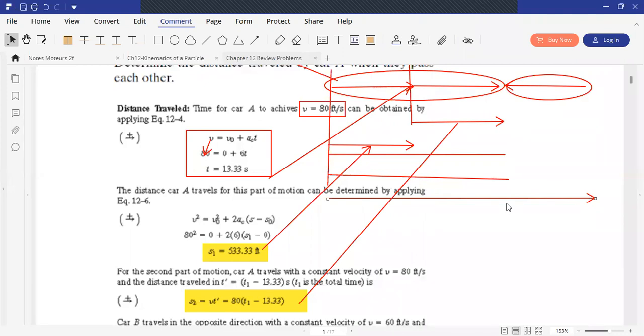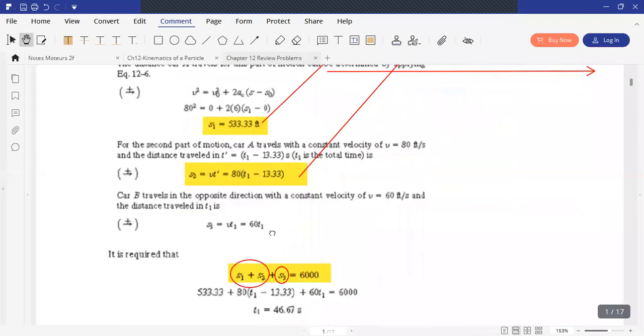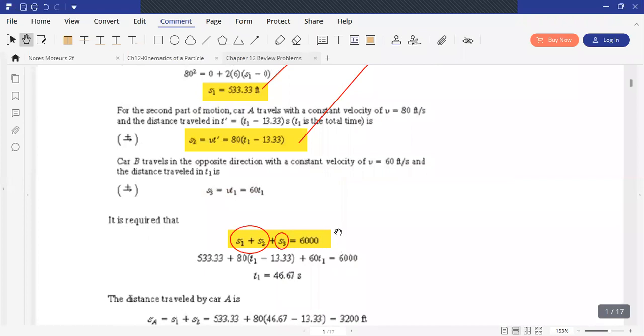I will go back to the same equation at the end. Because if you look here, if you take S3 to the other side, what do you obtain? You obtain S1 plus S2 equals 6,000 minus S3. What is S1 plus S2? This is the coordinate of A. And what is 6,000 minus S3? This is the coordinate of B.